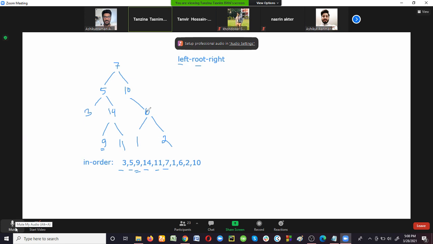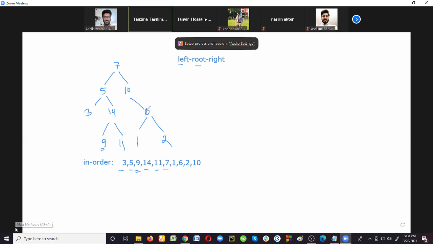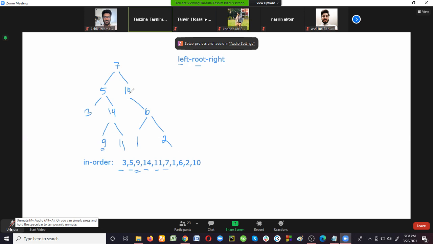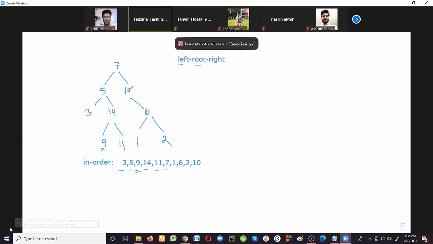How many children does it have? Only one child. So does that mean that we can avoid 10? Look at the sequence: left, root, right. This 10 doesn't have any left child, it's null. It's empty. That means after 7, we have to take 10. That is a root node.